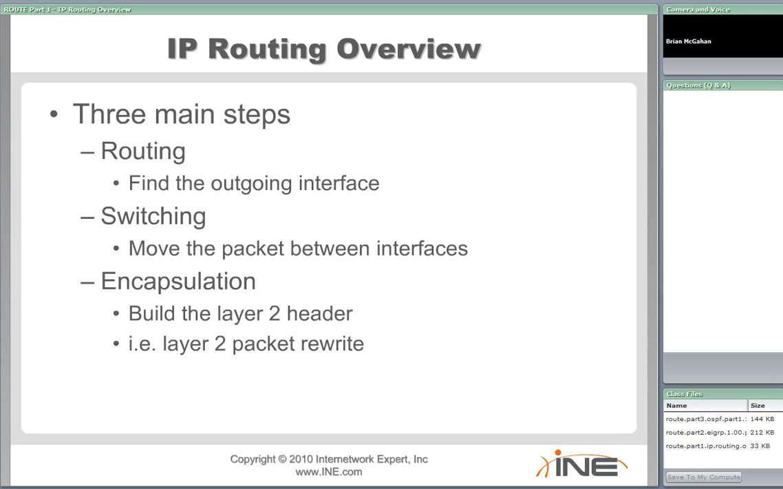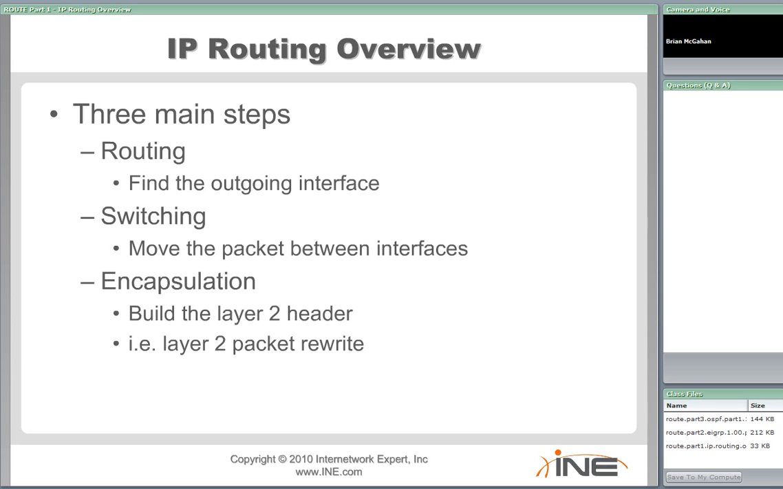Now, we also looked a little bit at inter-VLAN routing and how layer 3 switching works. And the key distinction was that anytime a layer 3 device is introduced into the network, we are going to be changing the layer 2 header on a hop-by-hop basis.